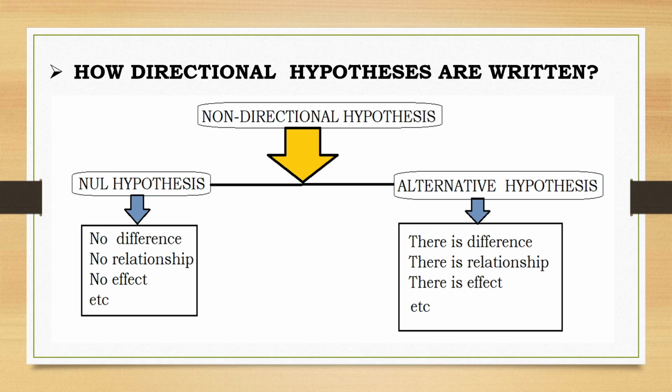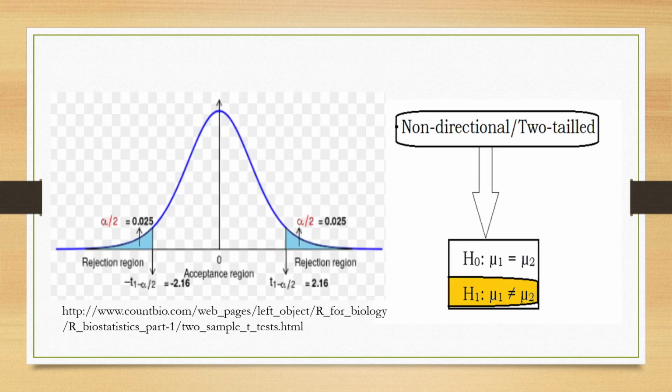So here let us look at how we write the alternative and the null hypothesis. The null hypothesis in non-directional hypothesis suggests that there is no difference, there is no relationship, there is no effect, whereas the alternative hypothesis suggests the existence of difference, the existence of relationship, or the existence of effect.